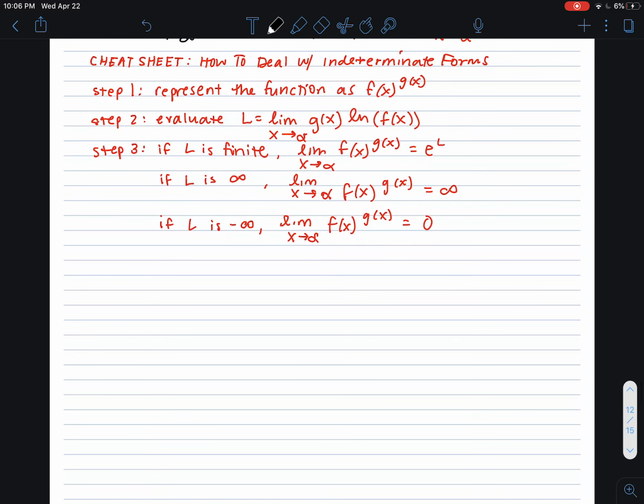All right, so example 1. We're going to find the limit as x approaches 0 from the positive side of x to the x. So if we just plug in, we're going to get 0 to the 0, which is indeterminate. So we're going to use the process above.